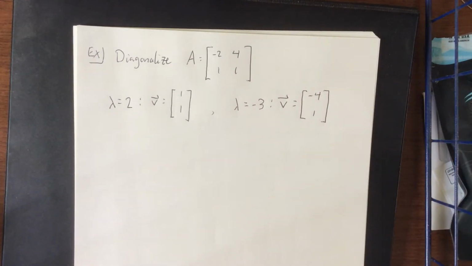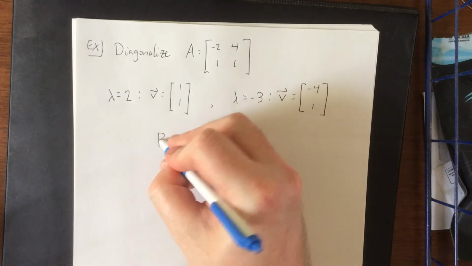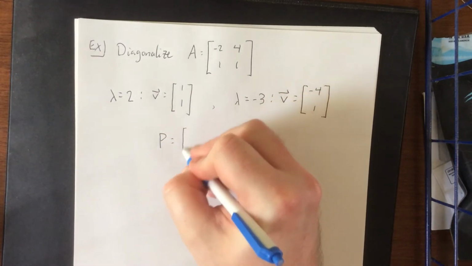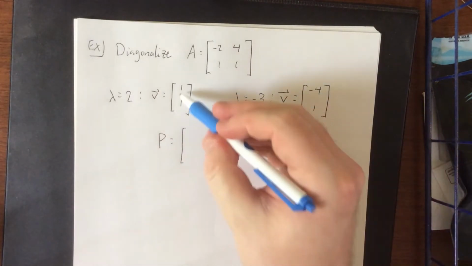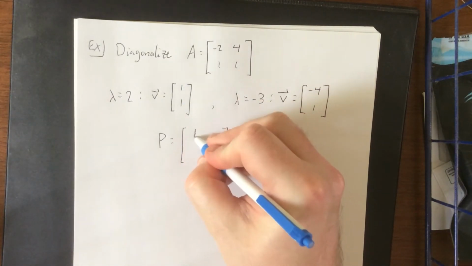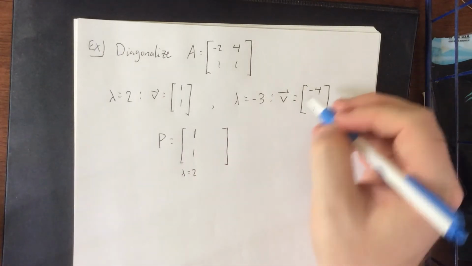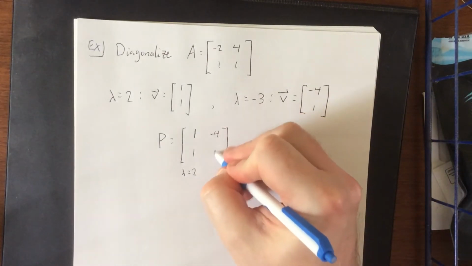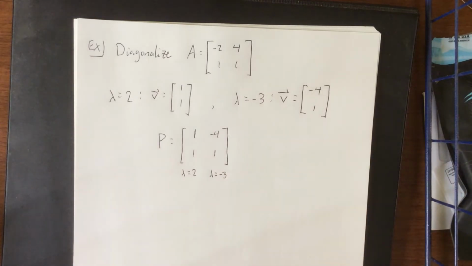Now the idea is we are going to be creating a matrix that we're going to know as P. P is going to be comprised of the two eigenvectors set up as columns. So I'm going to set up 1, 1 for the first column, representing lambda is equal to 2. And I'm going to represent negative 4, 1 as the second column. That'll be for lambda is equal to negative 3.